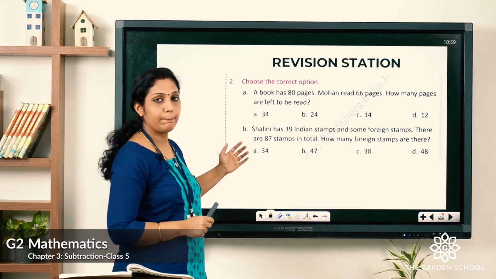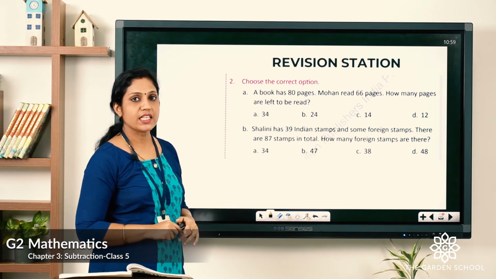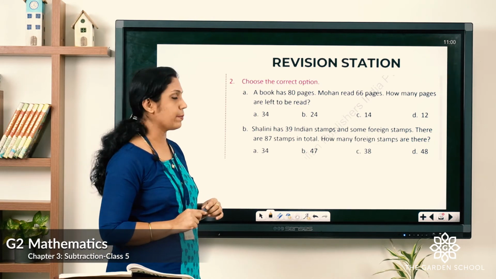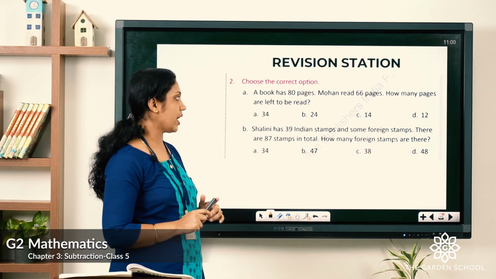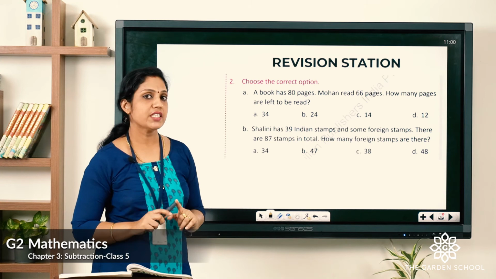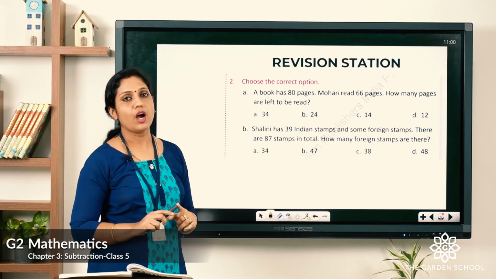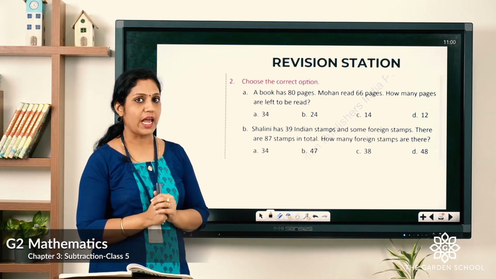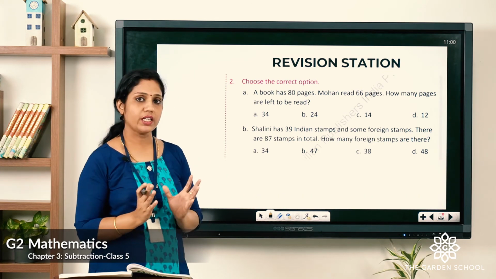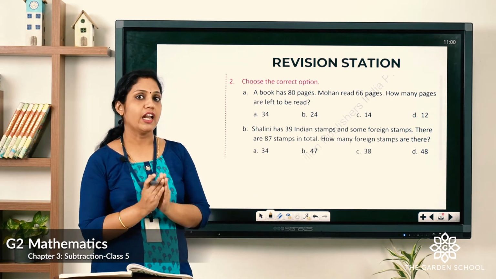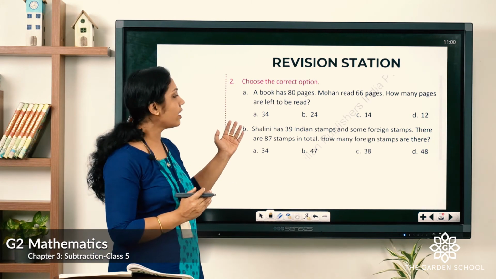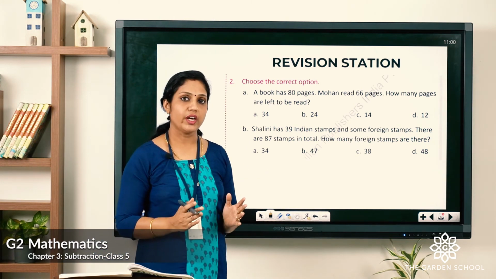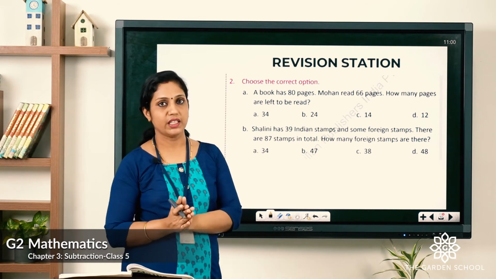The second one, B. Shalini has 39 Indian stamps and some foreign stamps. There are 87 stamps in total. How many foreign stamps are there? So Shalini is having some stamps. She has total 87 stamps and out of that Indian stamps are 39. We have to find out how many foreign stamps are there with her.